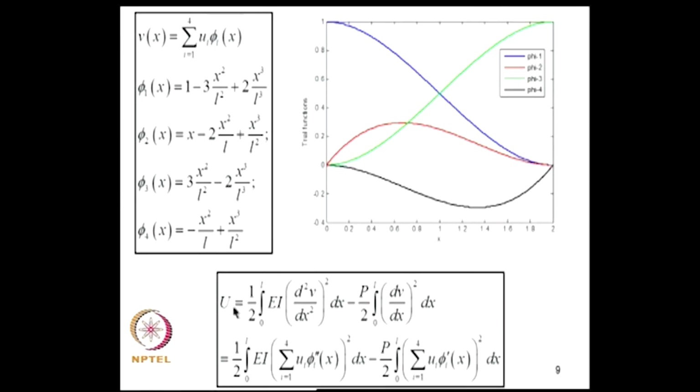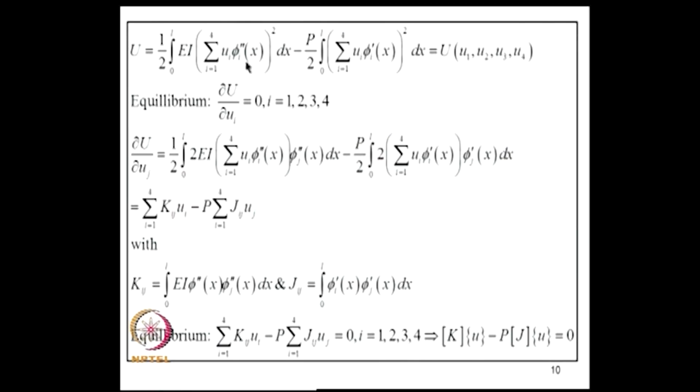So, we substitute that into the expression for the total potential energy, and we get the strain energy or total potential energy in terms of the nodal coordinates. Once we substitute for this, these being polynomials, they can easily be evaluated, and for equilibrium we have dou u by dou uj equal to 0, and with that we get this equation, and we define Kij as integral of EI phi i double prime phi j double prime dx and Jij as this.